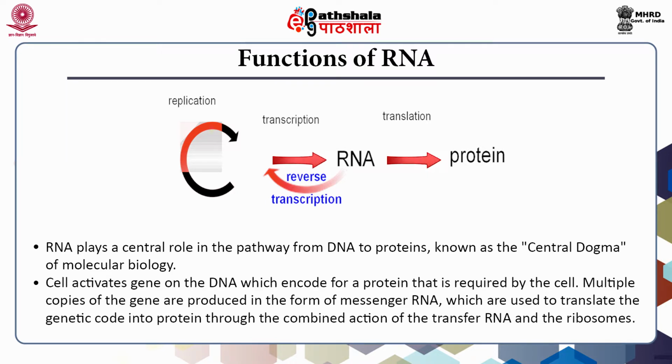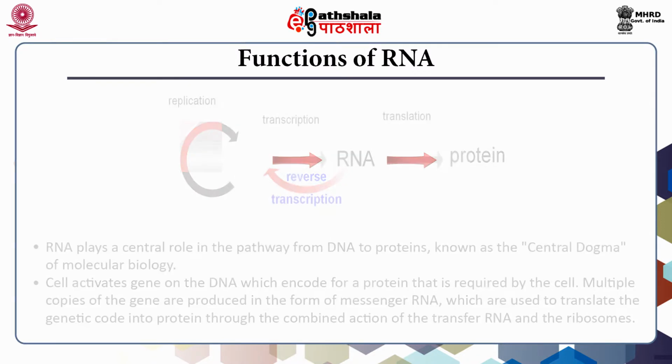When a cell is in need of a specific protein, it activates the gene of the DNA which will encode for this protein. This activation leads to the production of multiple copies of the gene in the form of RNA templates, also called messenger RNA or mRNA. The multiple copies of mRNA are used to translate the genetic code into protein through transfer RNA or tRNA at the site of rRNA or ribosomes.